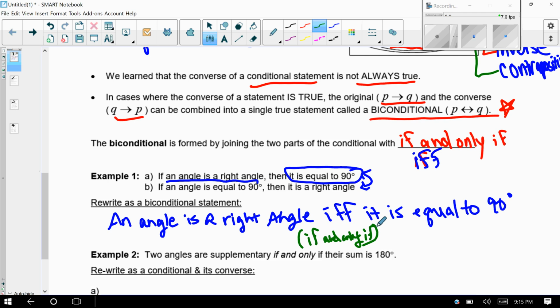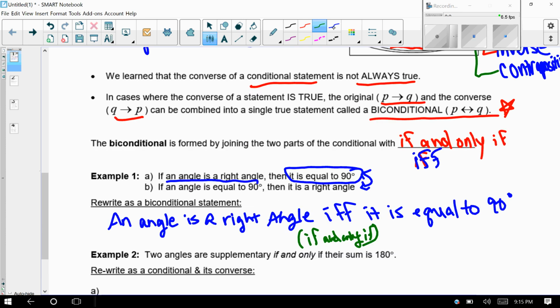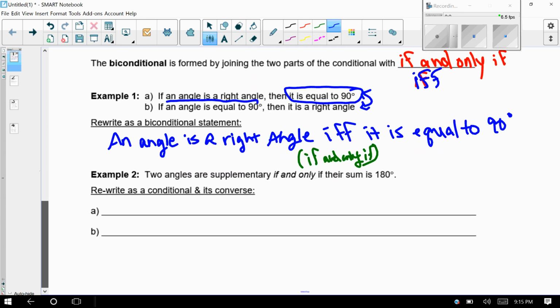Write it out so you remember. Let's do the next one. It says two angles are supplementary if and only if their sum is 180, right? Rewrite this as a conditional and its converse. So remember, a conditional always has if and then in it, and the converse always has if and then in it.